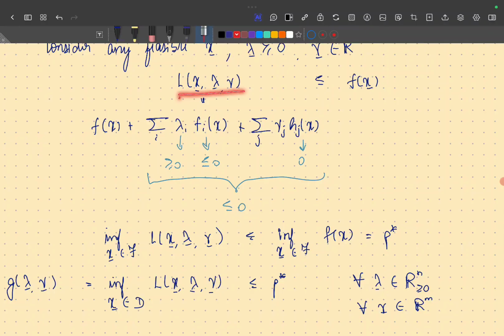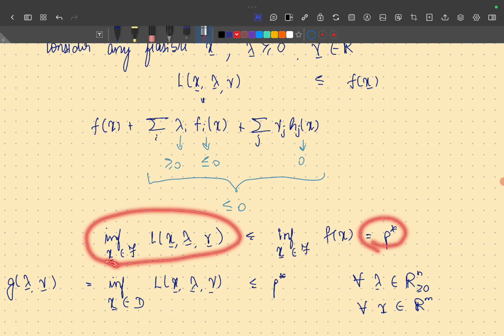So the minimum of the left hand side over all points that satisfy the constraints is less than or equal to the minimum of the right hand side over all feasible x. That's exactly what I have over here. But the minimum of the right hand side over all feasible x is by definition p star. That's the constrained minimum. So the minimum of L over all feasible x is less than or equal to p star.